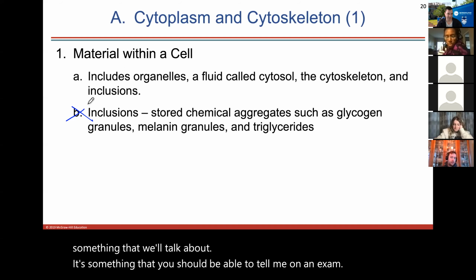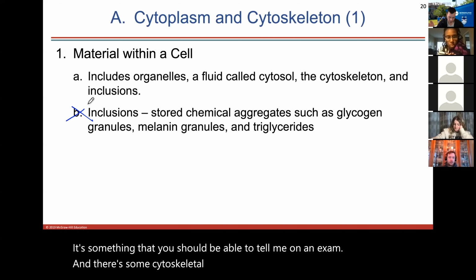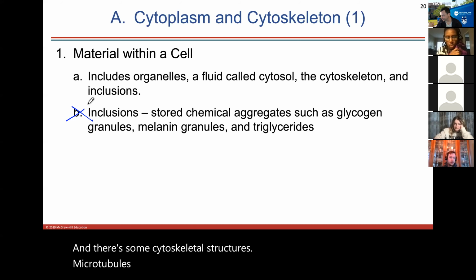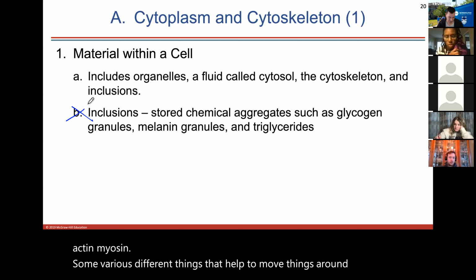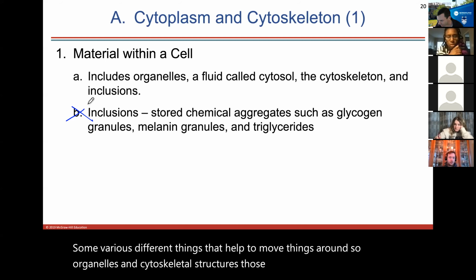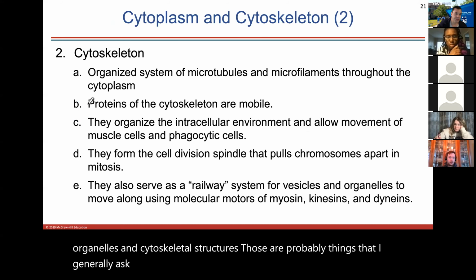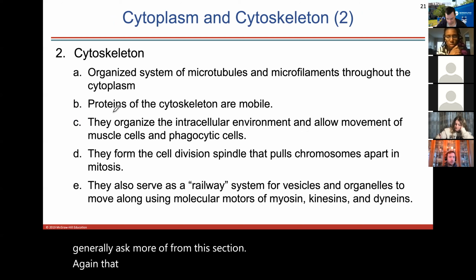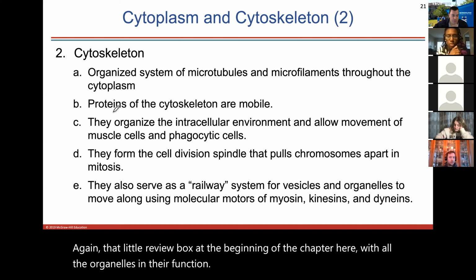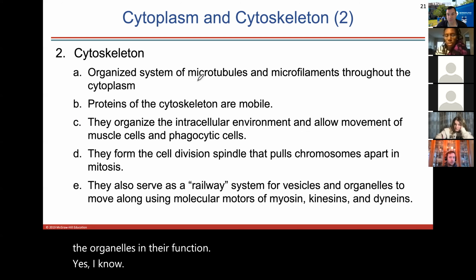And there's some cytoskeletal structures. Microtubules, actin, myosin, some various different things that help to move things around. So organelles and cytoskeletal structures, those are probably things that I generally ask more of from this section. Again, that little review box at the beginning of the chapter here with all the organelles and their function. Yes, I expect you to know those.